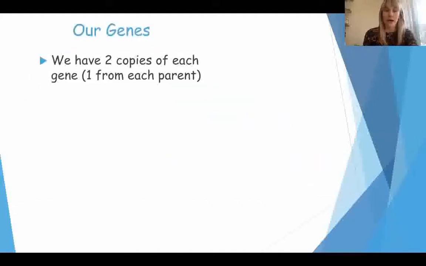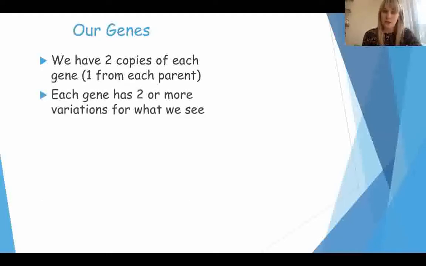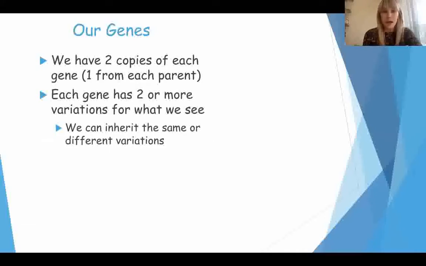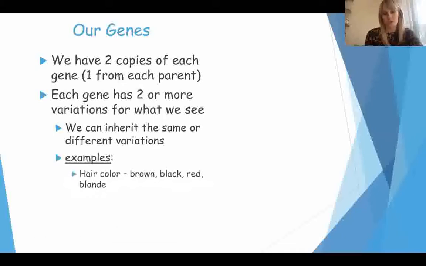Next, we have 2 copies of each gene. So you get 1 from each of your parents. Each gene has 2 or more variations for what we see. And we can inherit the same or different variations. So for example, let's say hair color. Your father has black hair and your mom has blonde hair. So what gene did you get? And that is what we are going to study now.